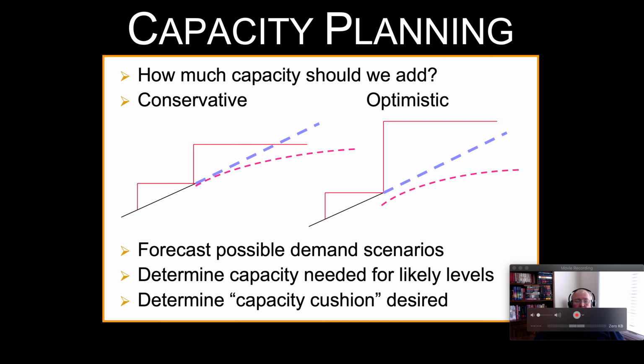Those depend on how reliable your forecasting is and over the term over which you're forecasting. So if I'm forecasting over shorter terms, we would expect our forecasting to be more accurate than if we're using longer time horizons to forecast. But we can determine whatever capacity needs we have for likely levels of demand. And similarly, we can determine a capacity cushion. What does that mean? It means that there may be times when we're surprised.